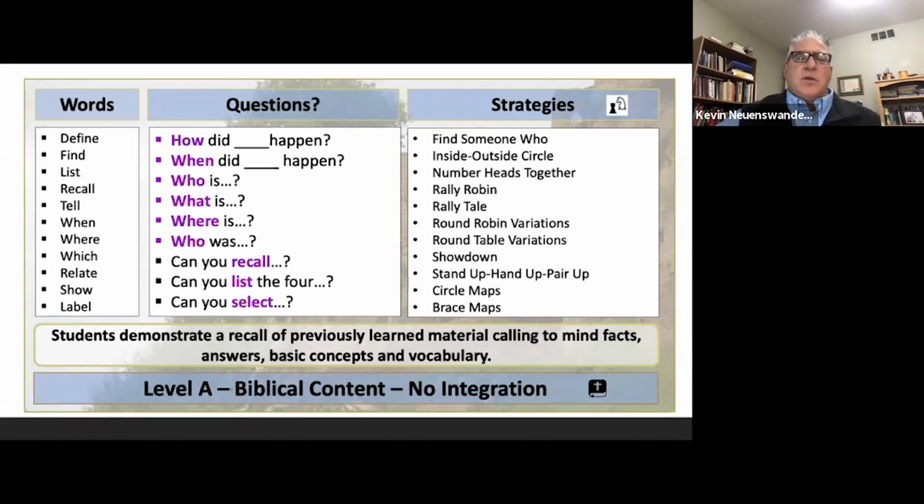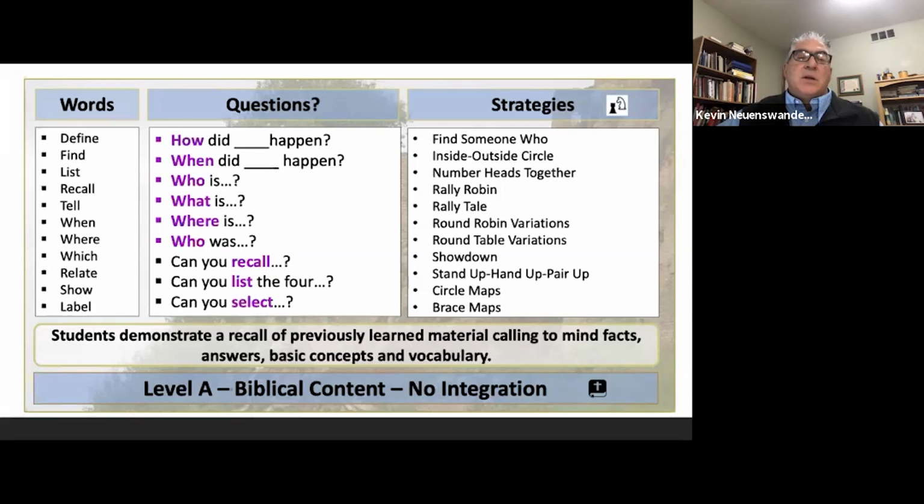So students demonstrate a recall of previously learned material, calling to mind facts, answers, basic concepts, and vocabulary. So the key words: define, find, list, recall, tell, when, where, which, relate, show, label. So these are just the very lowest level of cognition. However, they are very important and appropriate as you're learning new material.